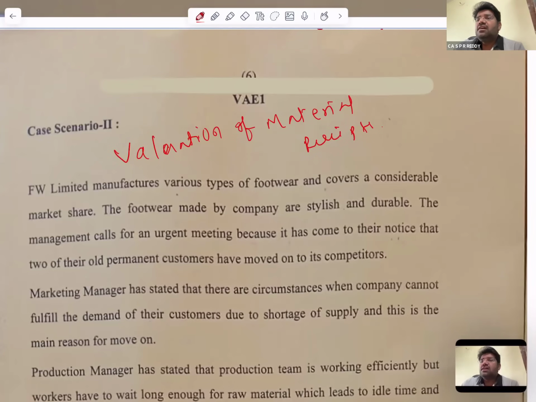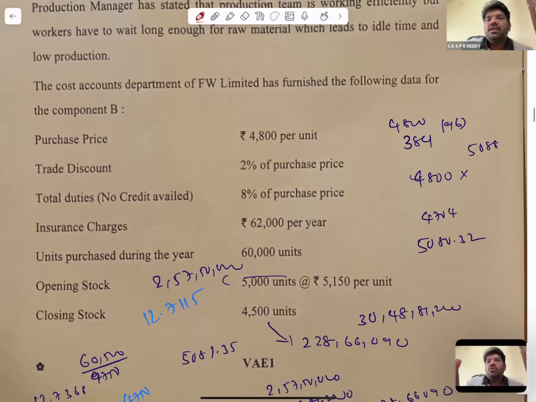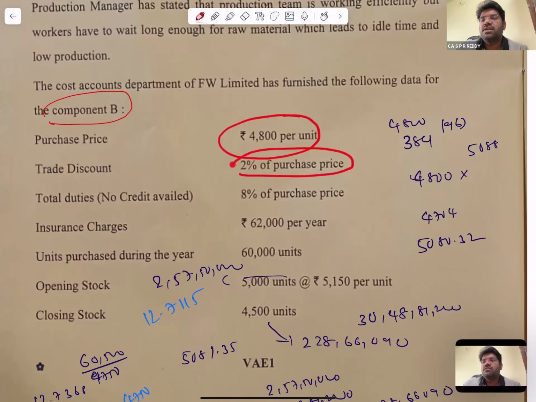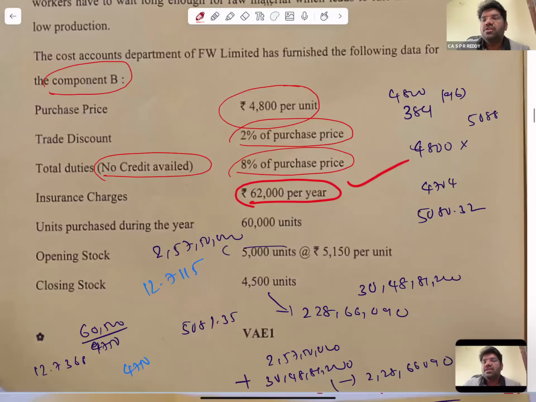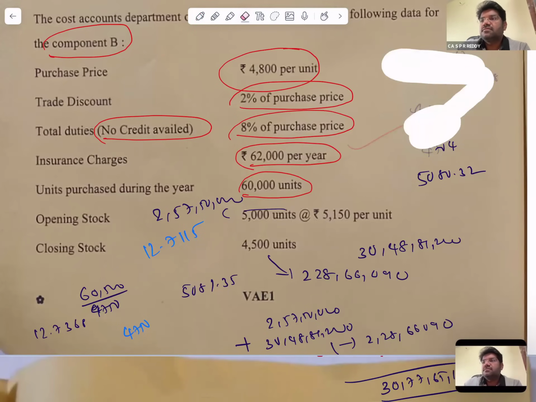What is the purchase cost per unit here? In this question, they have mentioned that component B is being purchased. Purchase price per unit is 4,800. Trade discount 2% of the purchase price. Total duties, no credit is available, so 8% of the purchase price. Insurance charges is 62,000 per year. Units purchased during the year is 60,000 units. Opening stock 5,000, valued at 5,150. Closing stock 4,500 units.